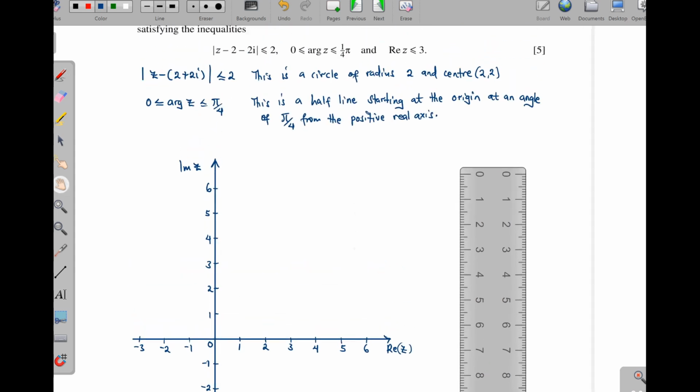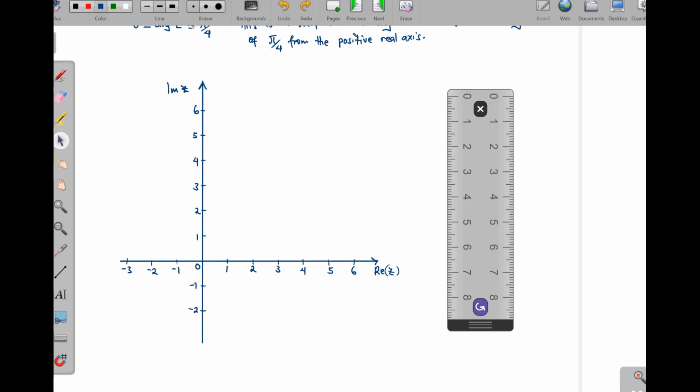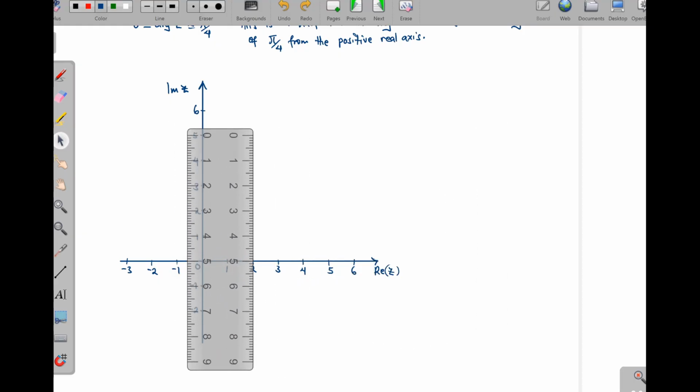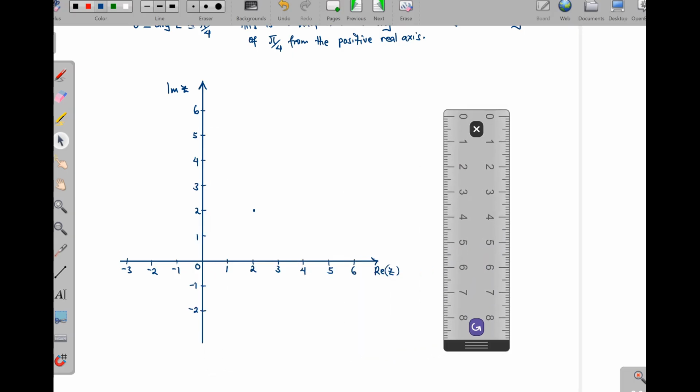Then from there, we plot our center. Our center is 2, 2. Now, 2, 2, I will bring my ruler here. I put it on this 2 here. Then I move 2 units, 1, 2. Okay, so it will be here. So plotting that point is very, very important. So there is a mark given for it.